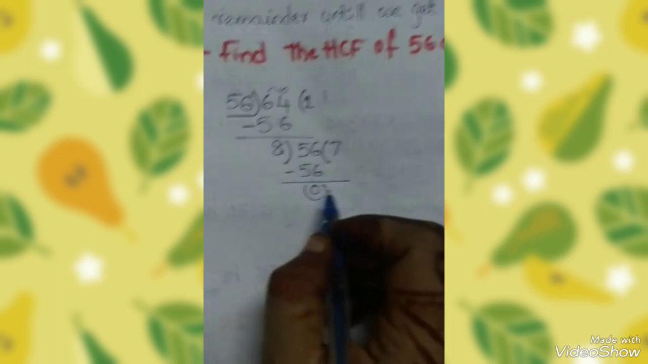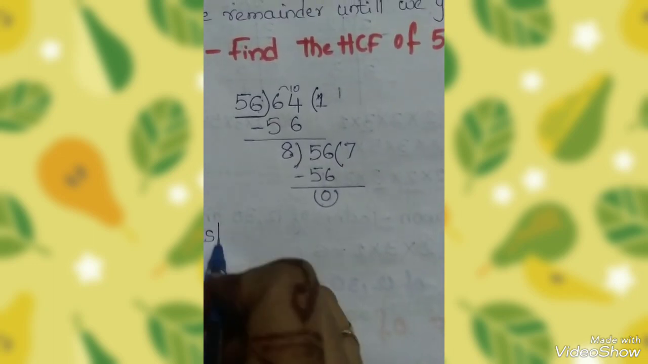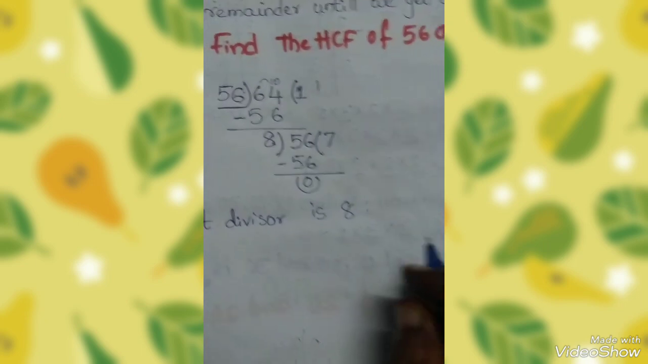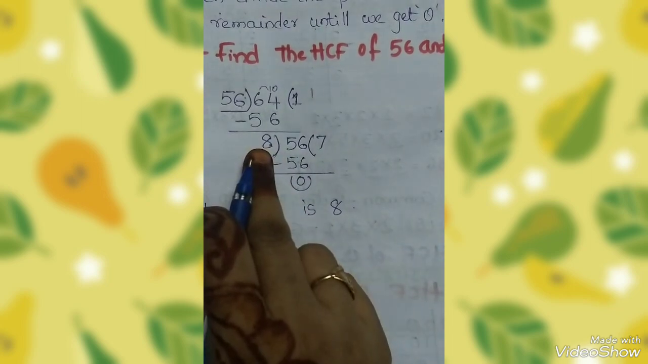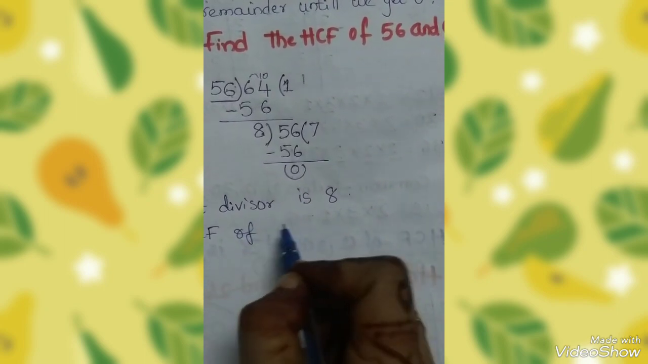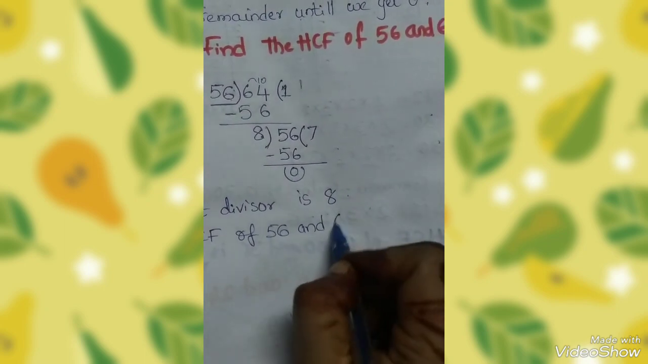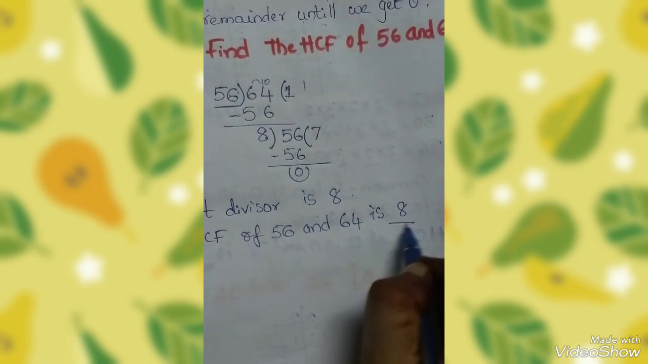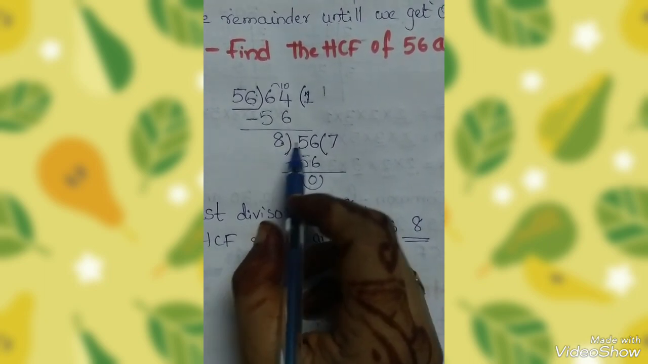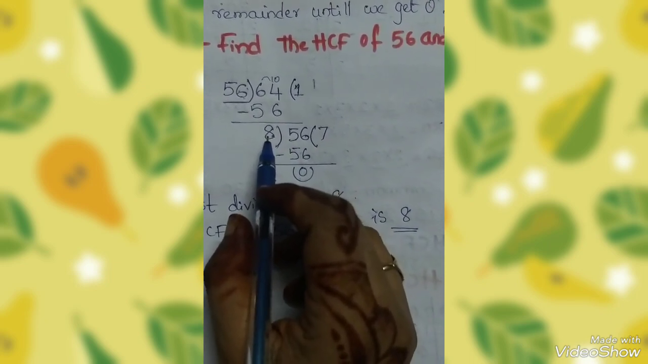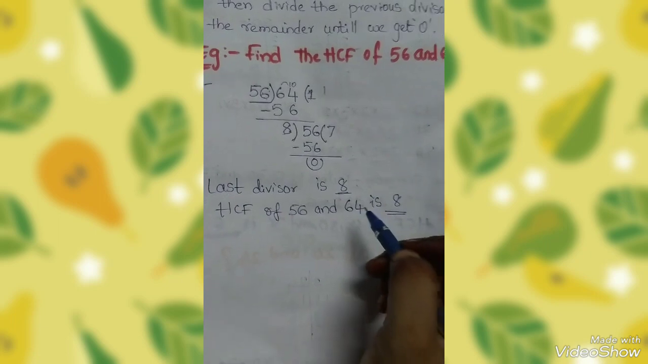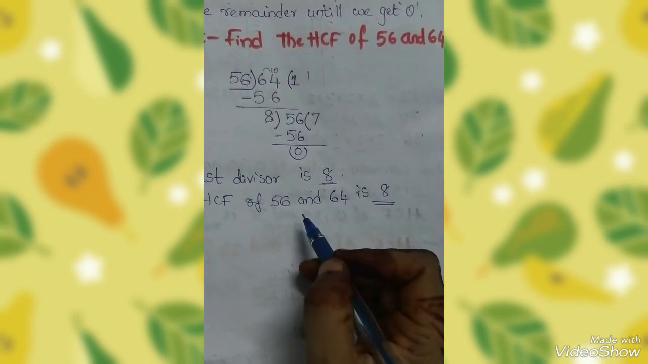The remainder is 0. What is the last divisor, children? The last divisor is 8. When the remainder becomes 0, the divisor is 8. Thus the HCF of 56 and 64 is 8. When we get 0 by dividing 56 by the remainder 8, 8 is the last divisor, so this is the answer. 8 is the HCF of 56 and 64.